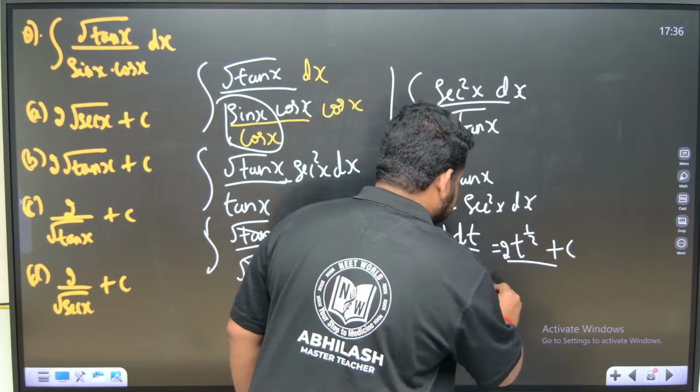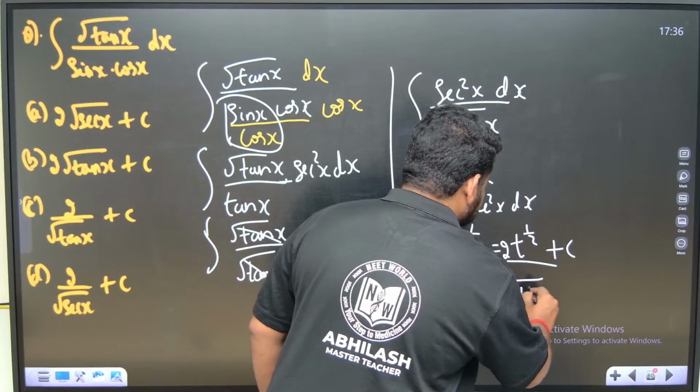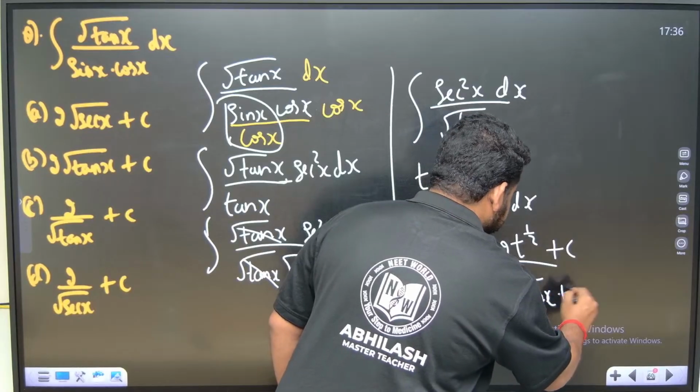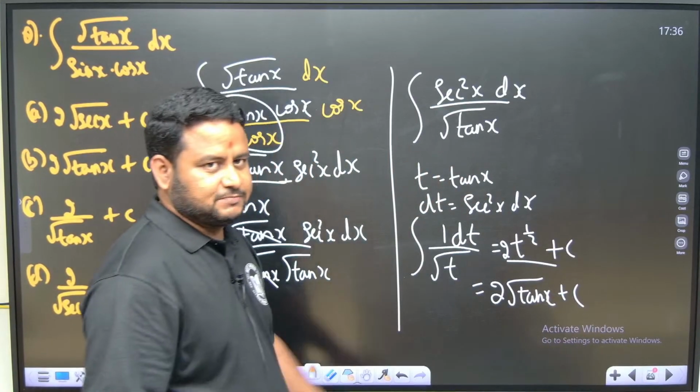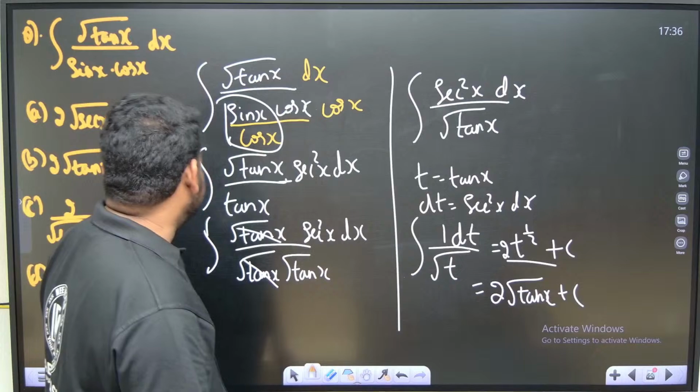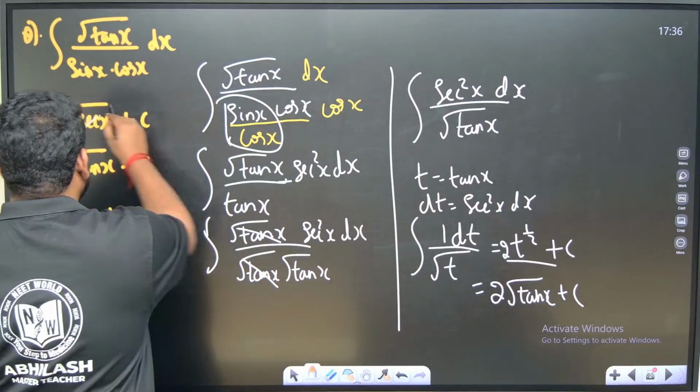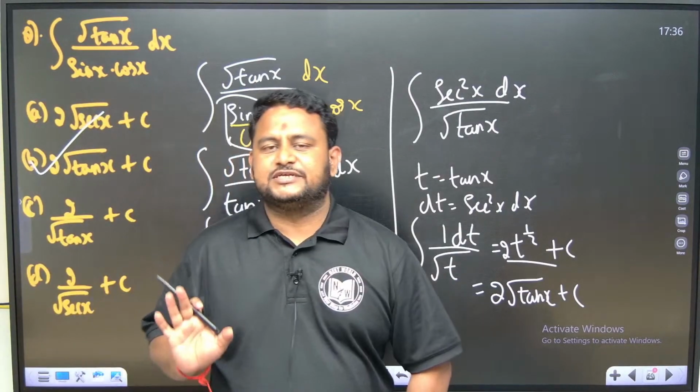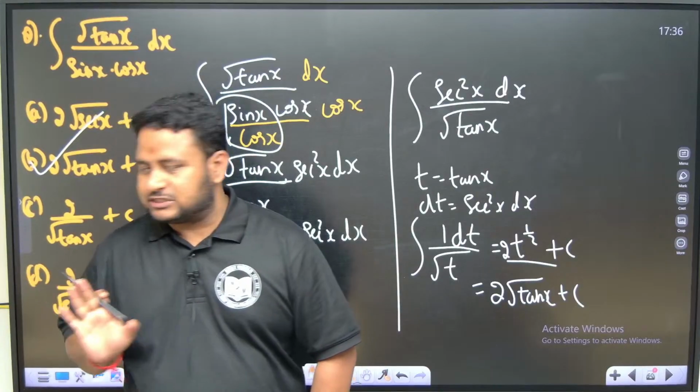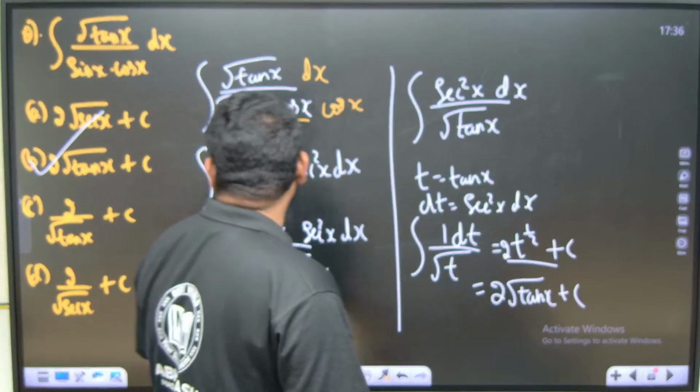That is nothing but 2 root tan x plus c, because t is nothing but tan x. That is nothing but option B. This is the answer to this question, friends. Option B is the answer: 2 times root tan x plus c.